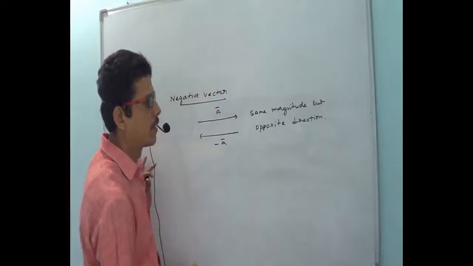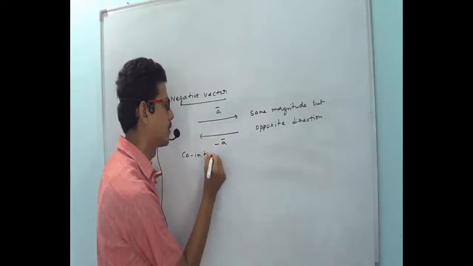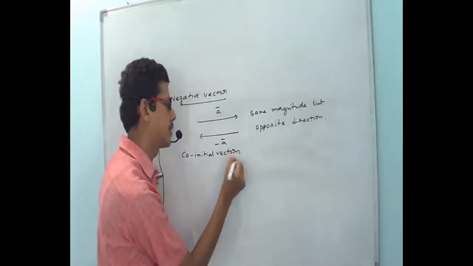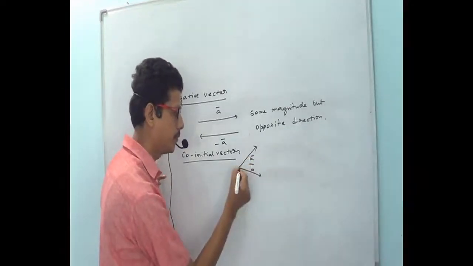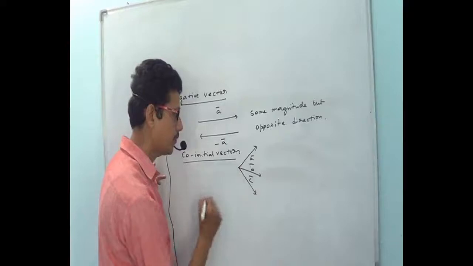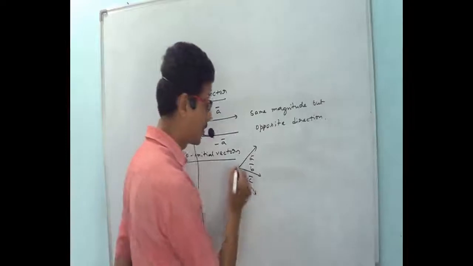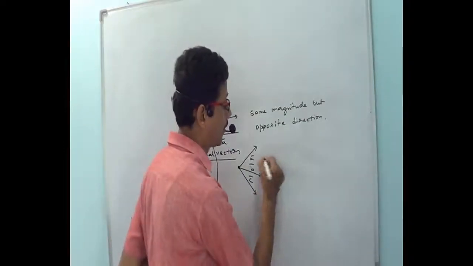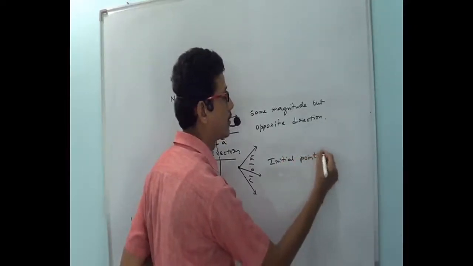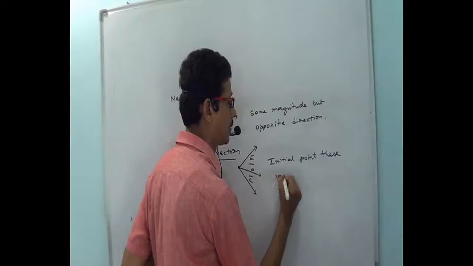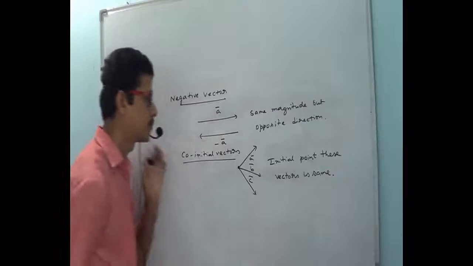Next, co-initial vectors. Their initial point is same. So this is a bar and this is b bar, and one more vector is c bar. So these vectors are co-initial vectors if their initial point is same. What I have to write here: initial point of these vectors is same. Note down this.